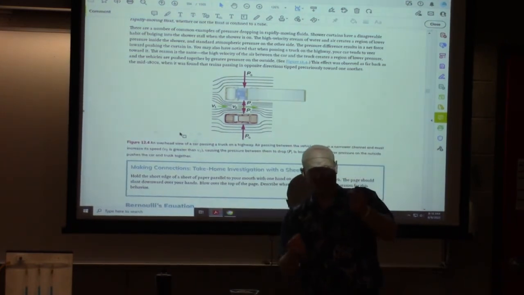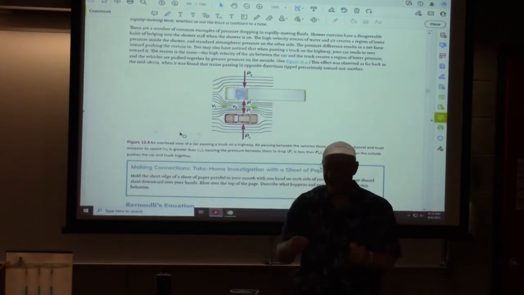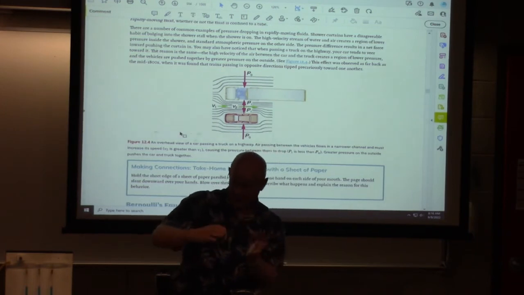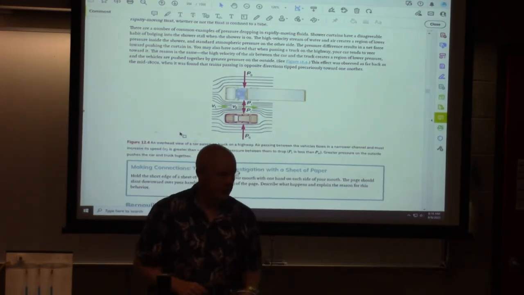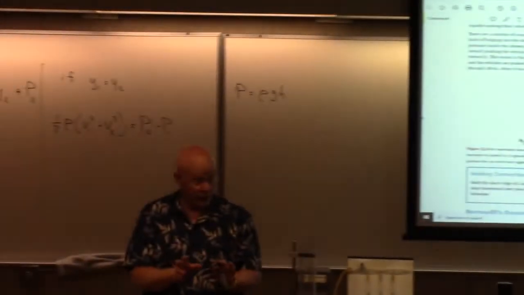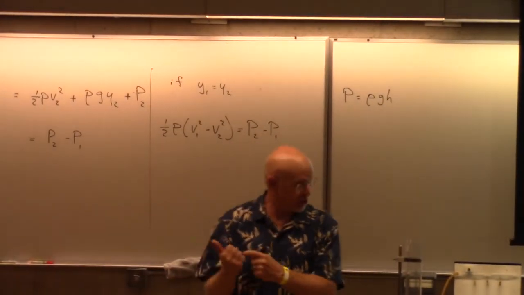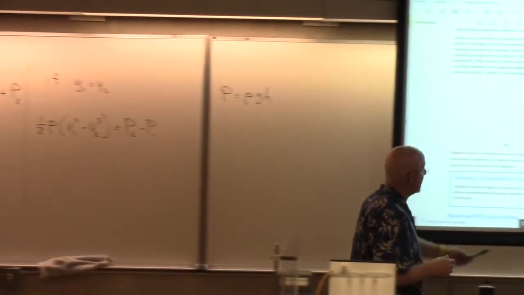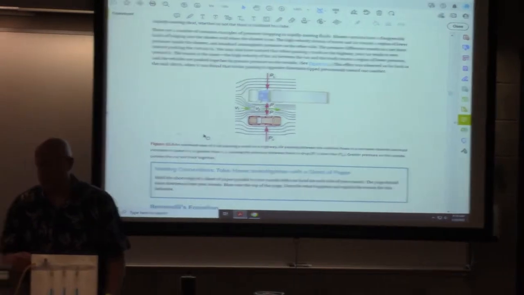And so that's why you're like, whoa, whoa, whoa, and you want to make sure you're using the wheels and the friction of the wheels to keep you from getting pushed into the truck. And so it's not just psychological. You really are getting pushed into that truck. And so this is the idea of Bernoulli's principle.